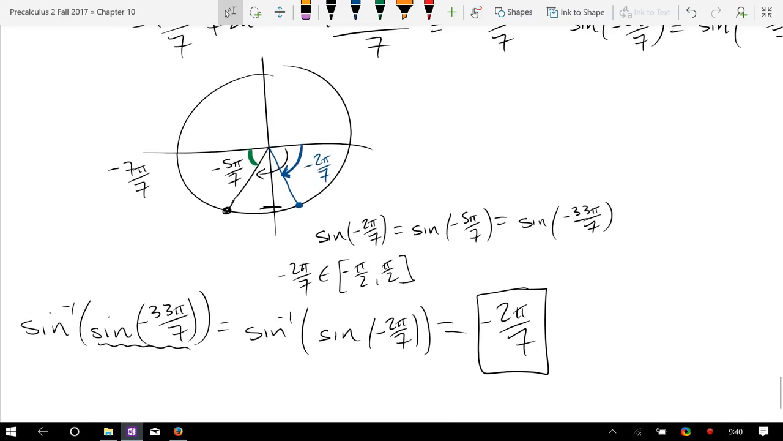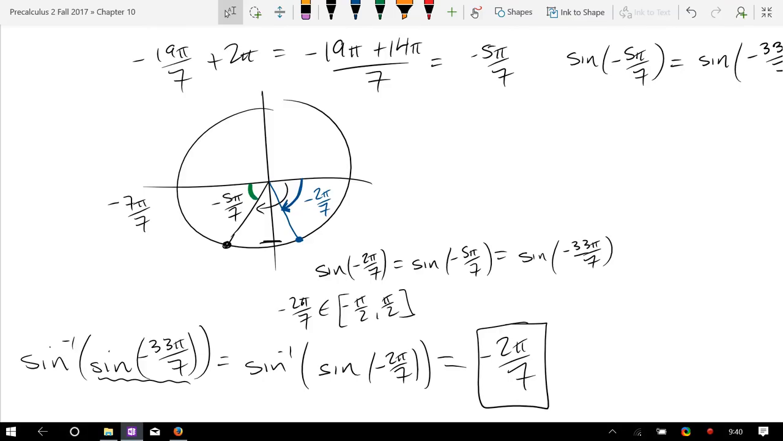That's the only example I'm going to do for sine inverse of sine. It works really similar to the cosine one, so I don't want to spend time doing really similar stuff. We're going to move over to the tangent inverse now.